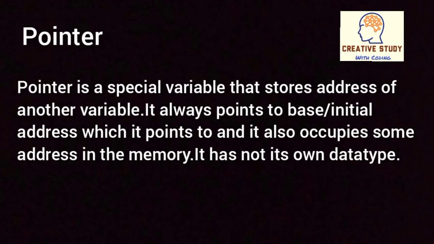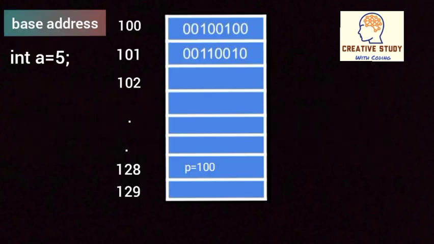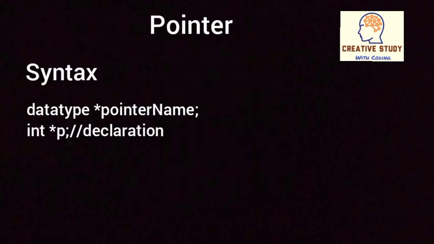Now let's understand what is a pointer. A pointer is a special variable that stores the address of another variable. It always points to the base address of the variable which it points to, and it also occupies some address in the memory. It is not its own data type. Now in this picture you can see a pointer holding the base address of a variable a which is 100, and it is itself stored at location 128.